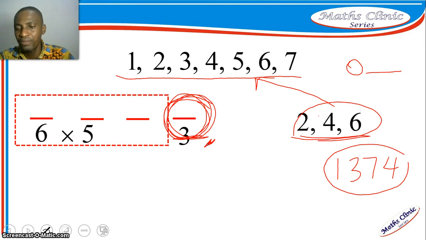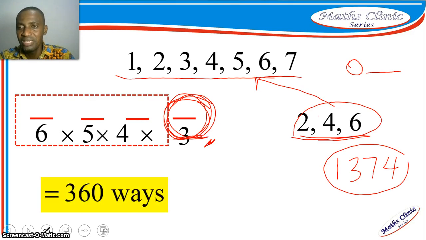Good. That will be 5. Then the next number will be 4. And then we multiply by the 3, and the result comes as 360.